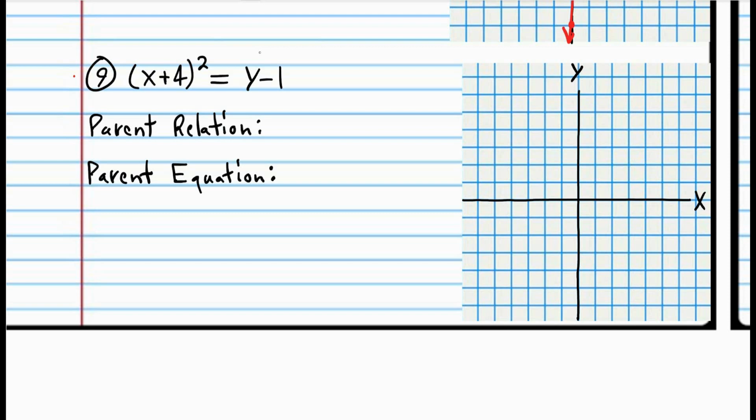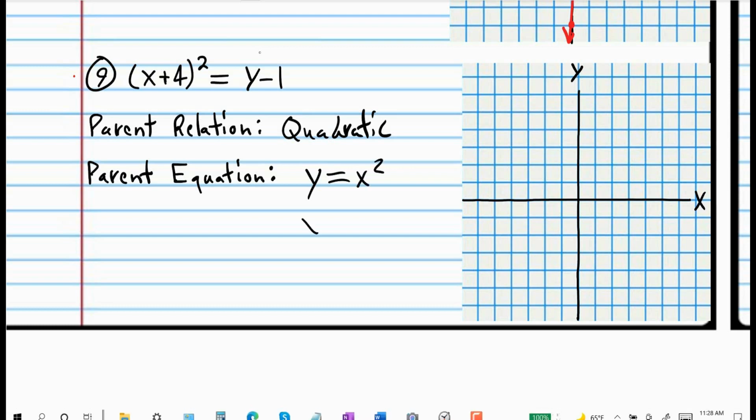So for the parent relation, we see this is squaring x plus 4, so the parent relation is a quadratic relation. And the parent equation is y is equal to x squared. If you want to, you can write x squared is equal to y. It doesn't make any difference. So if you graph that, it's going to look something like this.